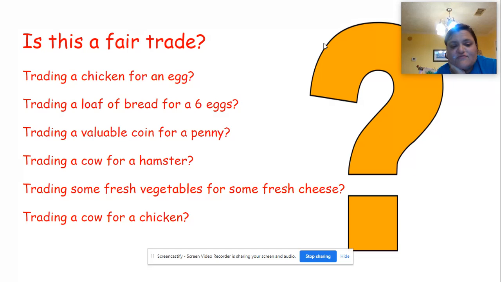What about trading some fresh vegetables for some fresh cheese? That could be a fair trade because I'll give you some tomatoes if you give me some cheese. That might be a fair trade. What about trading a cow for a chicken? Once again, a cow's a lot bigger, has a lot more meat. I think the cow would be much more valuable than the chicken. So I would say no, that's not a fair trade.